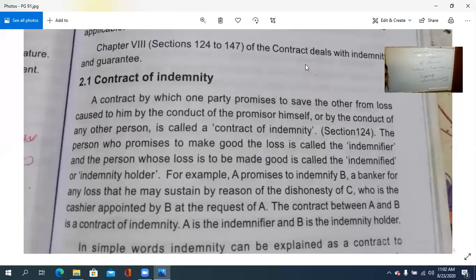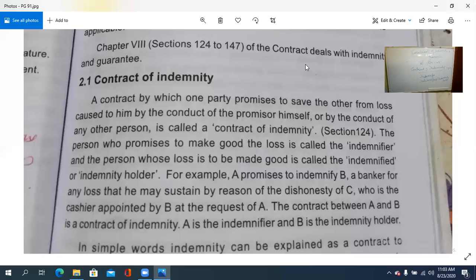For example, A promises to indemnify B, a banker, for any loss that he may sustain by reason of the dishonesty of C, who is the cashier appointed by B at the request of A. So what is that? A promises to indemnify B. A is going to promise B such an amount so that, for any loss that B may sustain by reason of the dishonesty of C, who is the cashier appointed by B at the request of A.